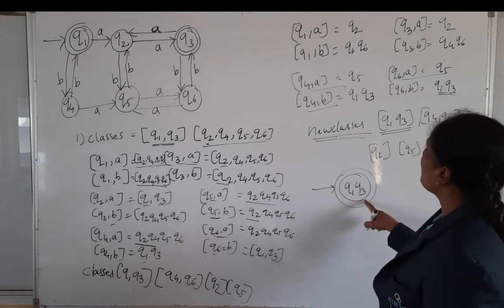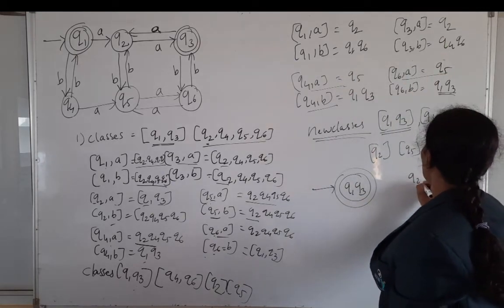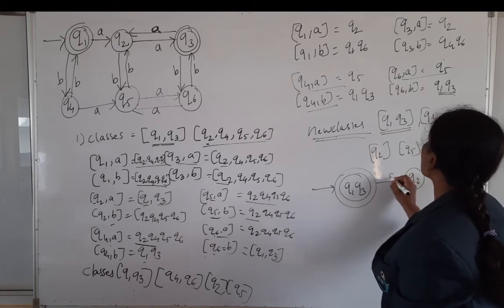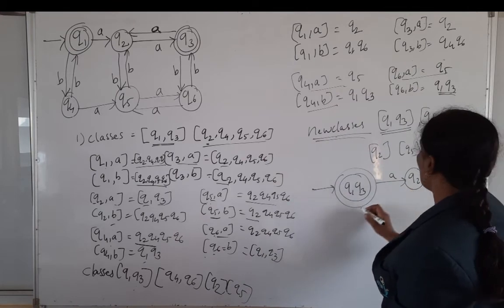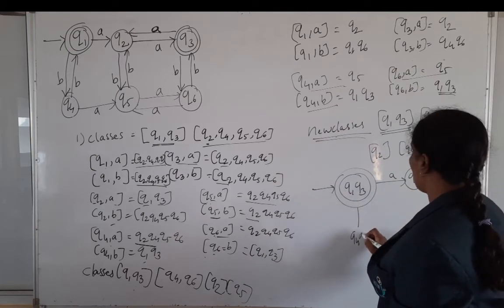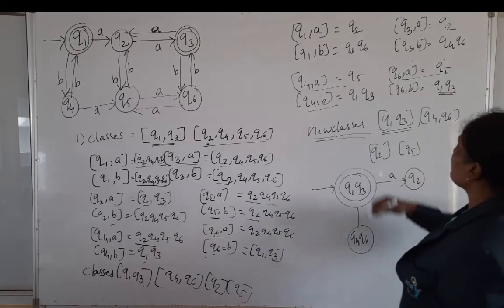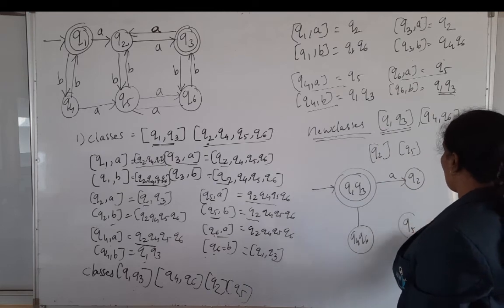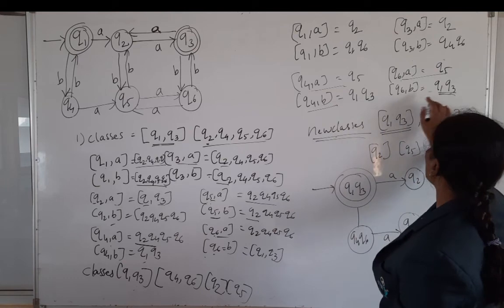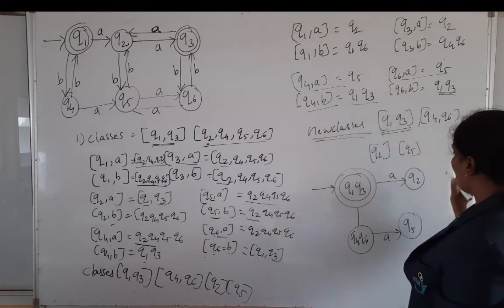Next, Q1, Q3 of A, where I reach to a Q2. Q1, Q3 of B, where I reach to a Q4, Q6. Next, Q4, Q6 of A, where I reach to a Q5. Next, Q4, Q6 of B, where I reach to a Q1, Q3.